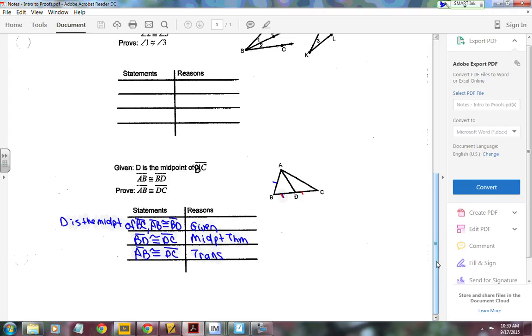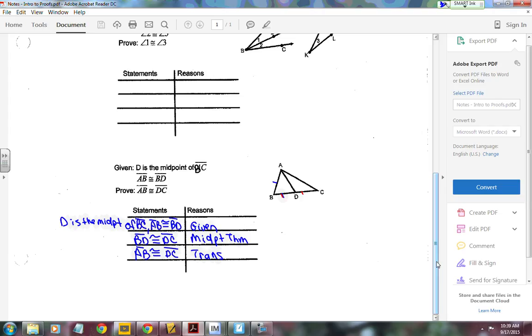Alright. So, the best way to get better at a proof is to practice them. Look at ones that are done correctly. Know your vocabulary and your rules, your theorems, your postulates, your definitions, okay?